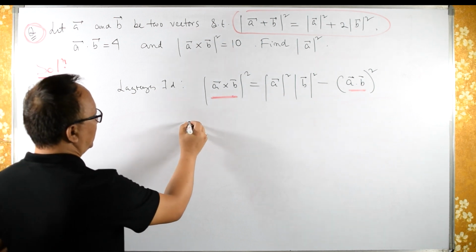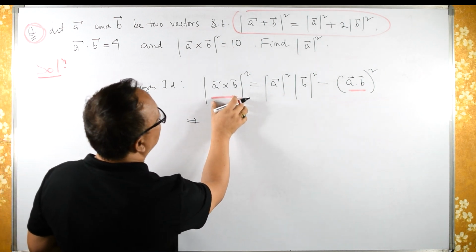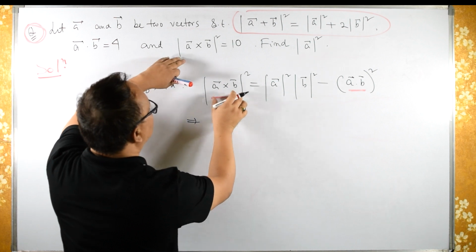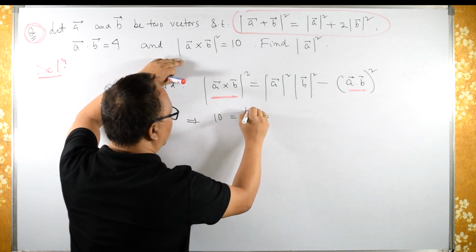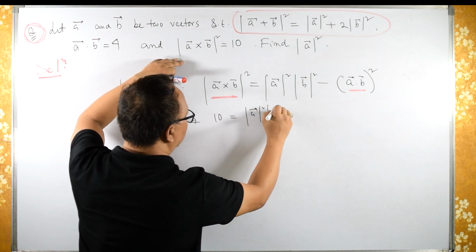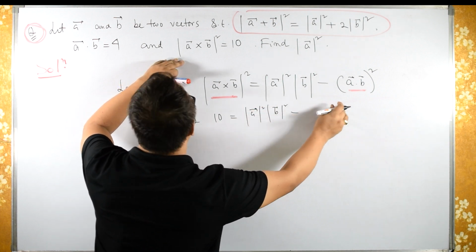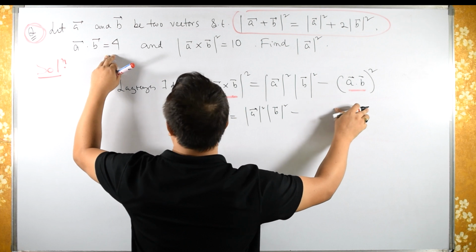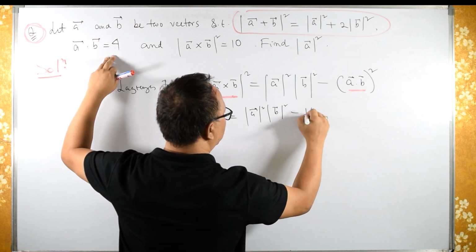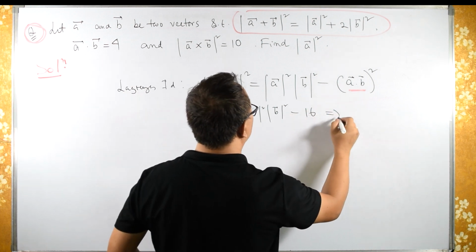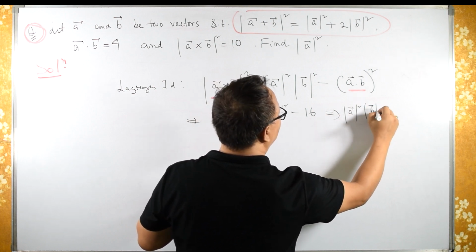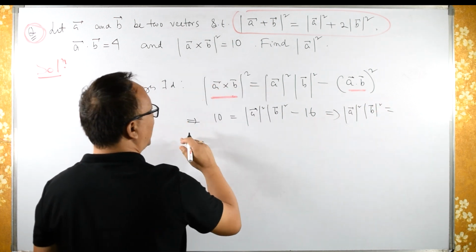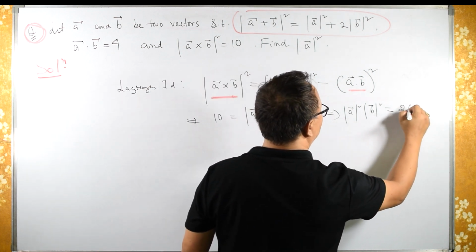So this implies, what is A cross B the whole square? A cross B whole square is given as 10. So 10 equals magnitude of A whole square times magnitude of B whole square minus, what is A dot B? A dot B is 4. 4 4s are 16. So this implies magnitude of A whole square times magnitude of B whole square, if I bring this side, becomes 26.